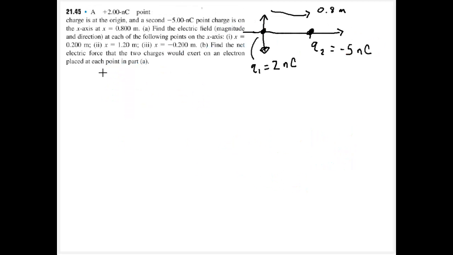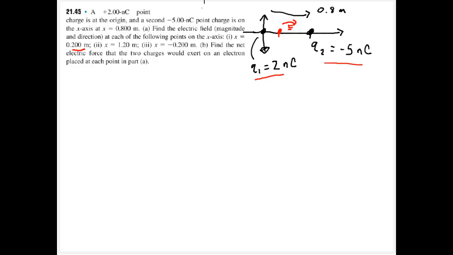In 2145, we're taking a look at finding the electric field and then using the force is equal to charge times electric field. 2 charges, Q1 positive 2 nanocoulombs at the origin, Q2 -5 nanocoulombs at 0.8 meters. And we're asked to solve for the electric field in a couple of places. I'll just do the first one because the other two more or less just follow on. So we're looking at this point right here, 0.2 meters, and we know that the electric field due to 1 is going to be in that direction.